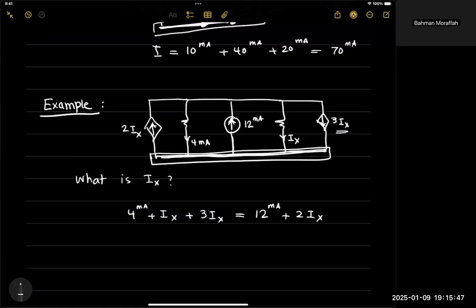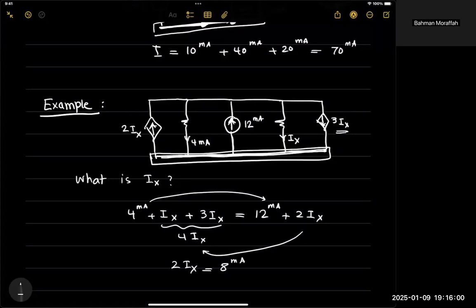This is a very simple equation. So I have 4 plus 4Ix over here. I can bring this thing down here and move this thing over here. What I have is 2 times Ix is 8 milliamps, and therefore Ix is 4 milliamps. Right? So the whole idea here is that we have to determine nodes and then write a KCL at that node.